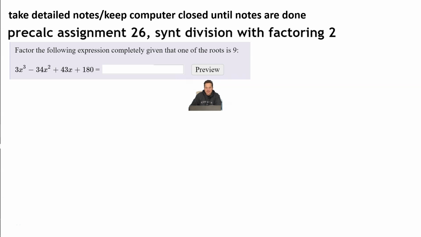In this one, let's take a look at factoring this expression. It says, factor completely 3x cubed minus 34x squared plus 43x plus 180. And we're told that it has a root of positive 9. Let's just focus on the root for a second.